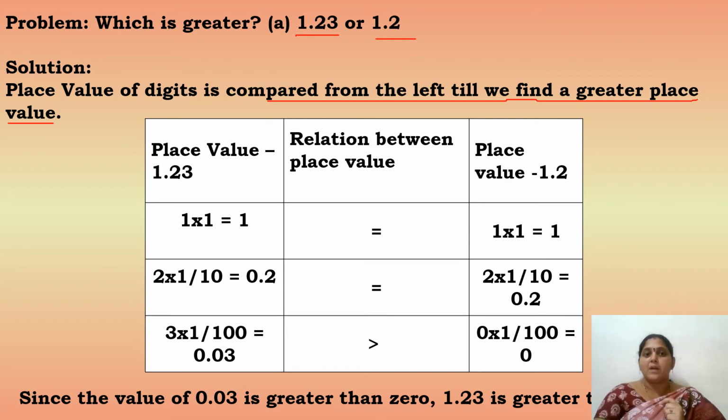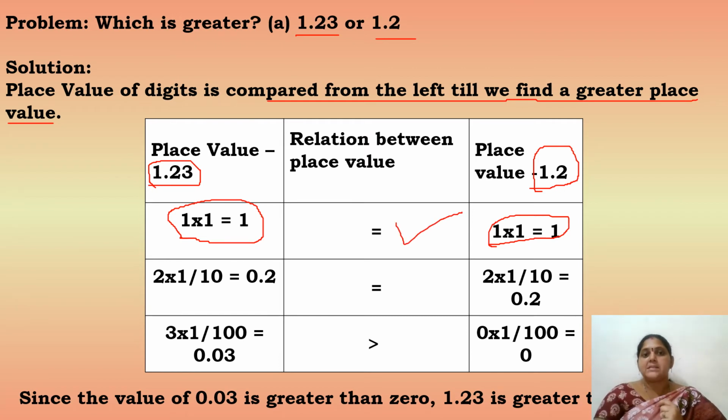Now the place value of 1.23, and what is the relation between that and the place value of 1.2? We have two numbers. The first number is 1.23 and the second number is 1.2. We are checking the relation here, whether it is equal, greater or lesser. Now the place value of 1 is 1, so 1 into 1 is 1. Here we compare the next number, it is also 1, 1 into 1 is 1. Now what is the relation between these two? Both are equal.